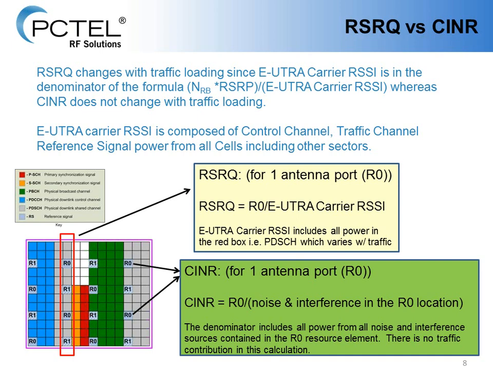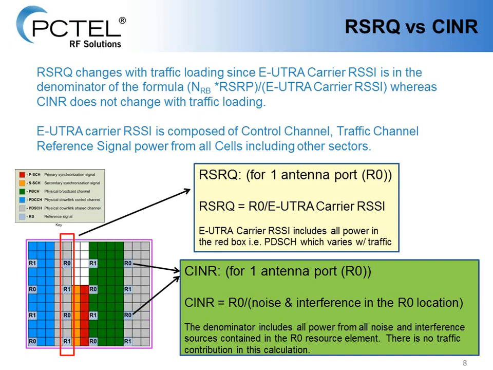And it's divided by the E-UTRA carrier RSSI, which is everything in that red rectangle. And those gray boxes in that red rectangle are actually traffic. So as my traffic increases, my denominator gets higher, my RSRQ goes down. So it's not really a good indication of what the signal quality is for your propagation models. However, it's very useful to determine how the network is reacting when it comes to traffic handovers.